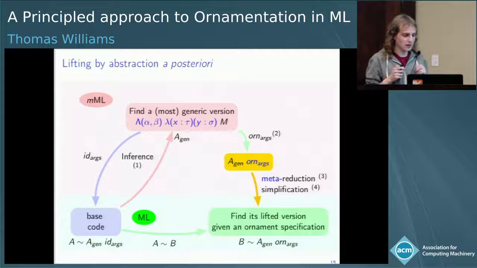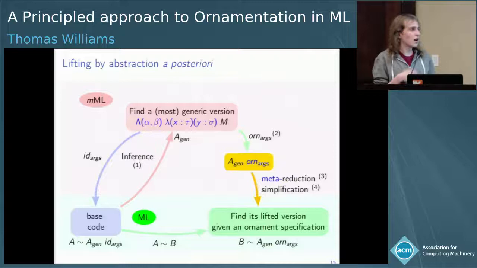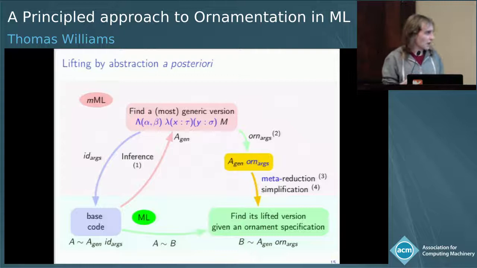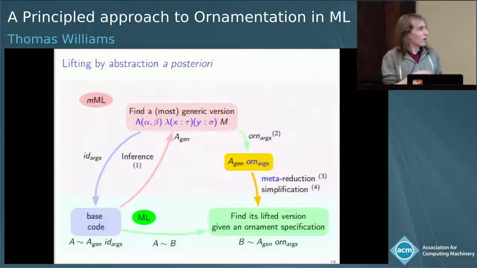The simplification here does some other things, so it uses the equalities that we can learn from pattern matching to inline things, and that's why the patch was transformed to X. What you obtain is a principled way to get from some base code to a lifted version with a process that we can prove is correct.